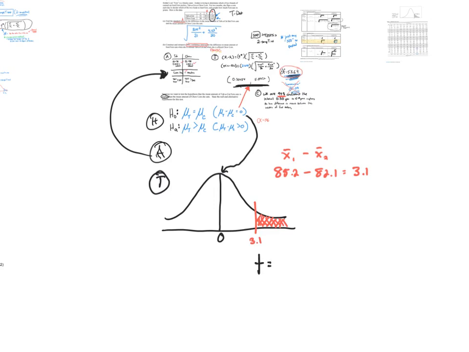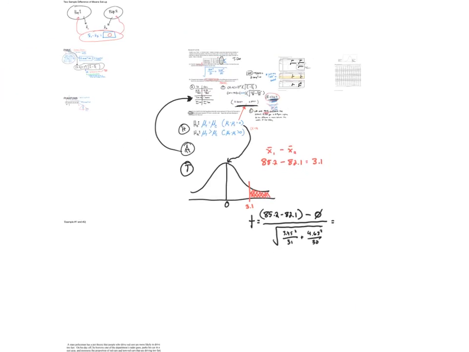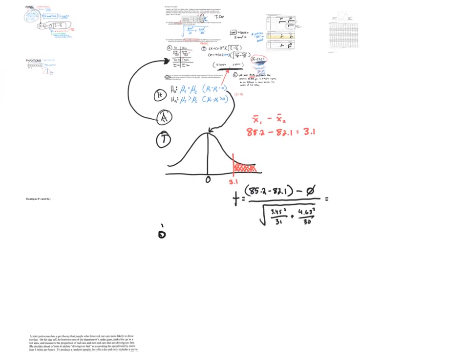Then I would do a t-value. The t-value, remember, is always going to be 85.2 minus 82.1 minus the claim, which is always 0, over the standard error, which we just wrote up there. We've written this a couple times now: 3.45 squared over 31 plus 4.62 squared over 30, and equals, we'll let our calculator do that for us. Then we are going to find a p-value, and then we can make a decision.